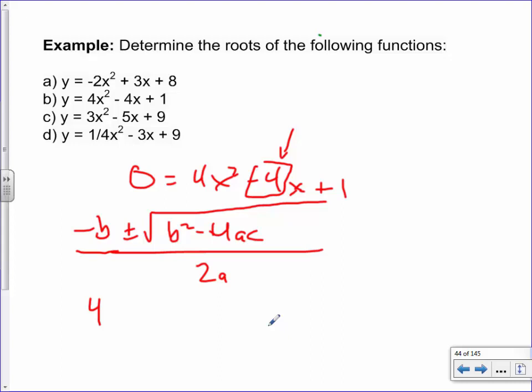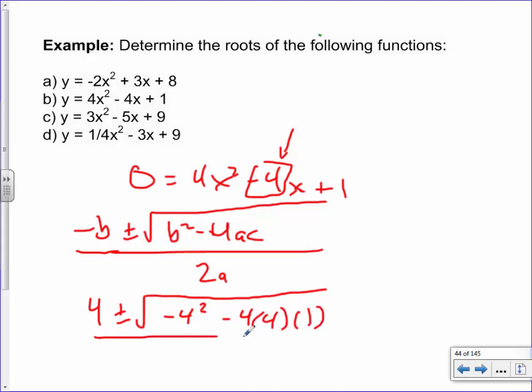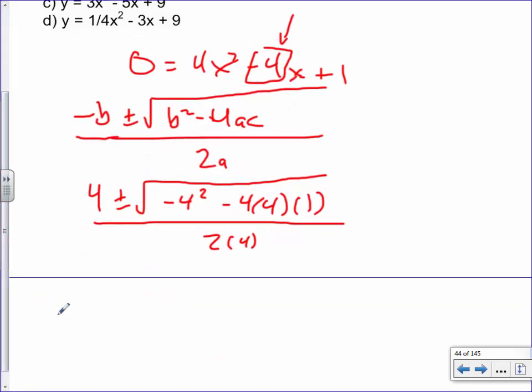Y equals plus or minus the square root. Oh wait, it's 2 times 4. Hopefully you guys got this when you plugged all your numbers in. Again, that's probably not the hard part.